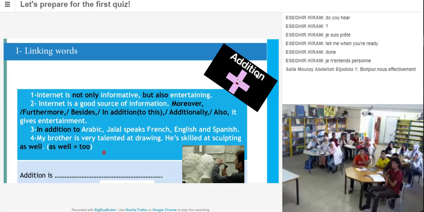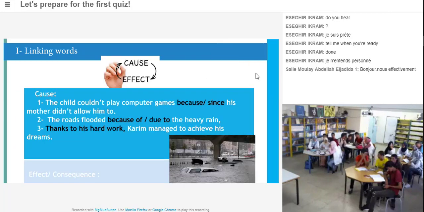Clear. They are clear. So we have seen not only but also and how to use it. We integrate it into the sentence. We have seen moreover, furthermore, besides, in addition to this, additionally, also, and these are used between two different clauses or sentences. We have seen in addition to, which is followed by a noun, and we have seen as well or to, which can be used at the end of the sentence. Now I move on to another linking word, which are the linking words related to cause and effect.